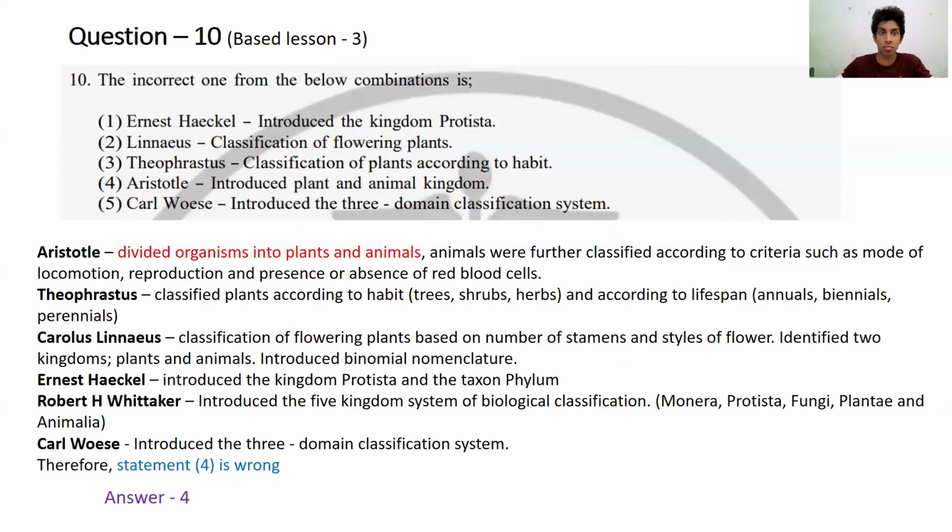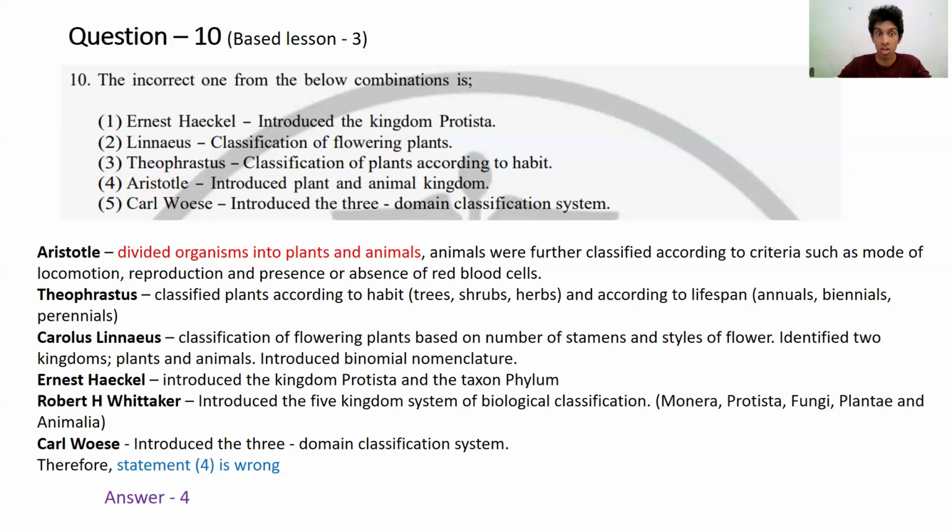Question number 10. It is also based on the third lesson. The incorrect one from the below combinations is number 1. Ernest Haeckel introduced the kingdom Protista. Yes, Ernest Haeckel was the one who introduced the kingdom Protista as well as the taxon phylum. So therefore 1 is correct.